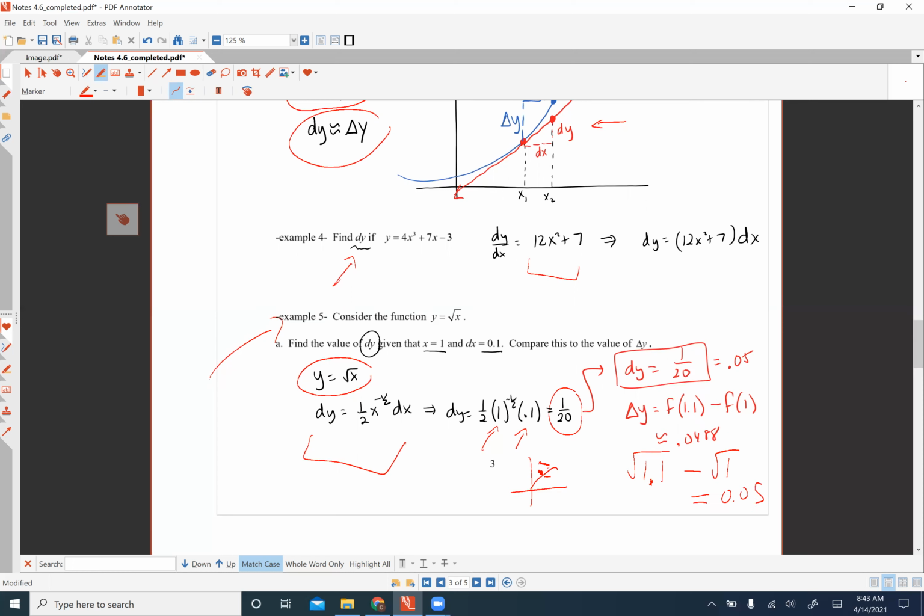And in real life, if we just use our calculators, the difference is really about 0.488. So it's not too far off. Percentage-wise, it's not really that far off.